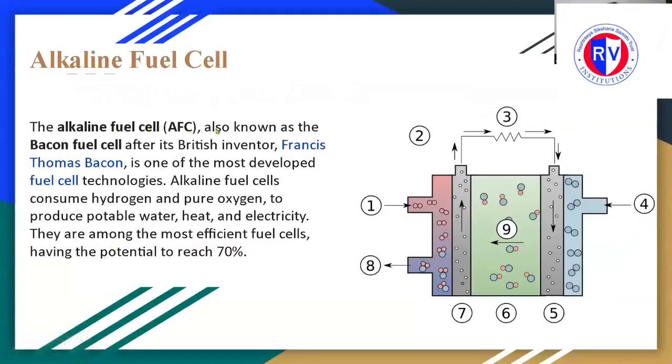The alkaline fuel cell, also known as the Bacon fuel cell after its British inventor Francis Thomas Bacon, is one of the most developed fuel cell technologies. An alkaline fuel cell consumes hydrogen and pure oxygen to produce potable water, heat, and electricity. They are among the most efficient fuel cells, having the potential to reach up to 70%.